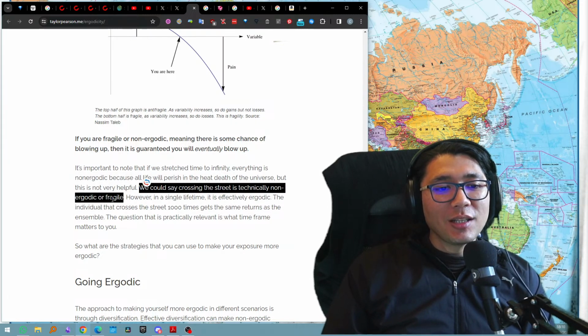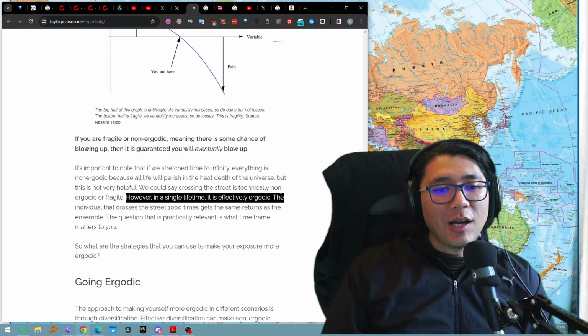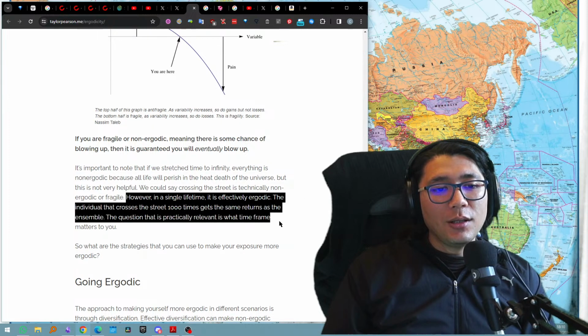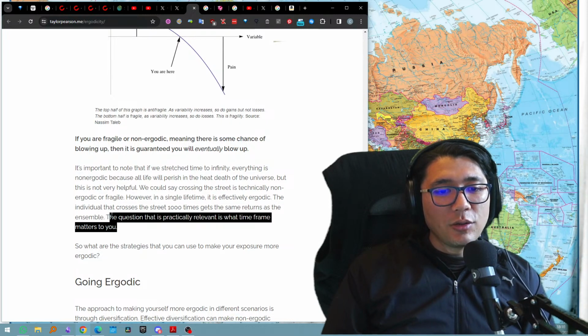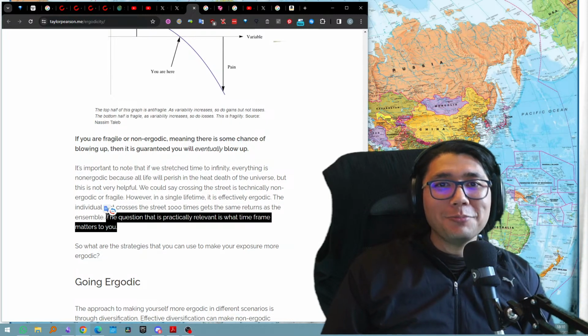We could say crossing the street is technically non-ergodic or fragile. However, in a single lifetime, it is effectively ergodic. The individual that crosses the street 1,000 times gets the same return as the ensemble. The question that is practically relevant is what time frame matters to you.